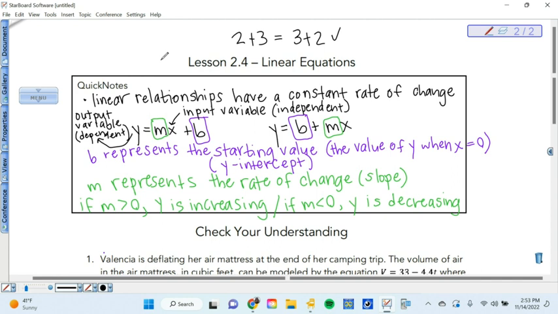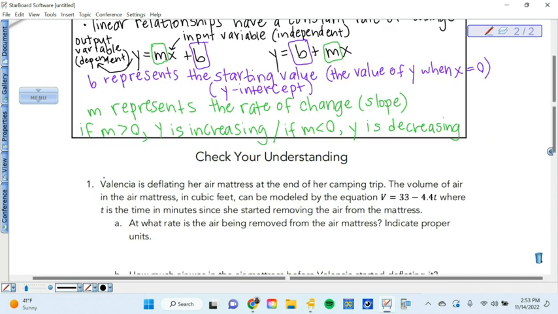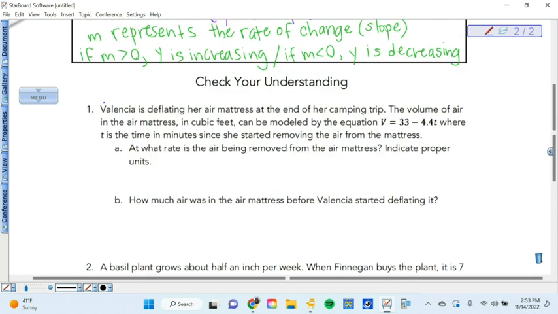Okay, let's take a look. Somebody read number 1. Tell me about Valencia. She's doing what to her air mattress? She's deflating it. We've got our equation right here.